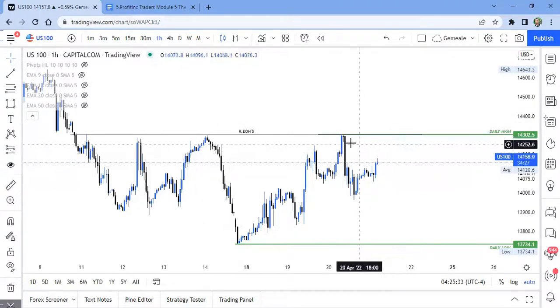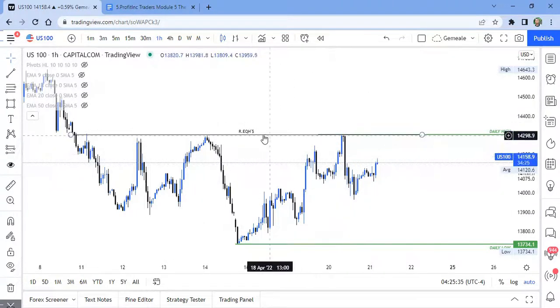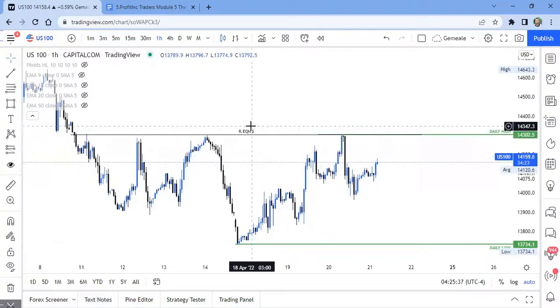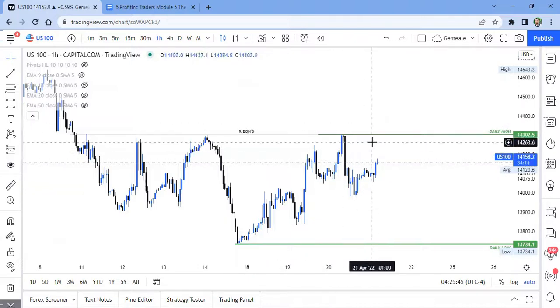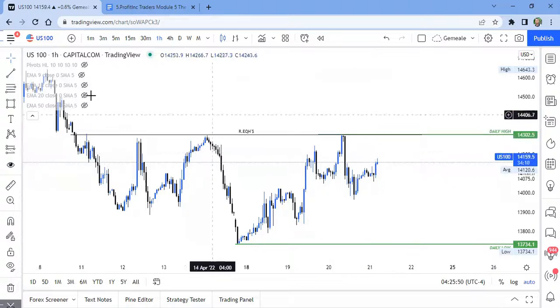So we have an imbalance that needs to be filled. We have a zone of resistance. We have equal highs, and we are in a downtrend, guys. So everything is lining up for us to take a sell at this level. The one thing we need to wait for is a shift in market structure.